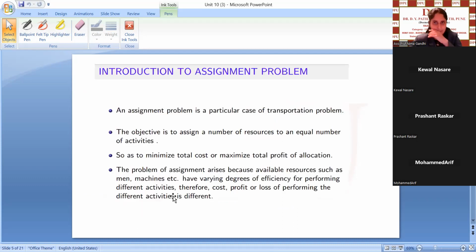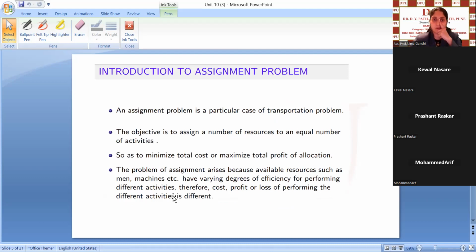So the assignment problem is a special case of the transportation problem. The objective of this problem is to assign a number of resources to an equal number of activities. So you have the resources, you have the activities, and you are doing one-to-one allocation so that minimum cost and maximum total profit of allocation can be obtained.